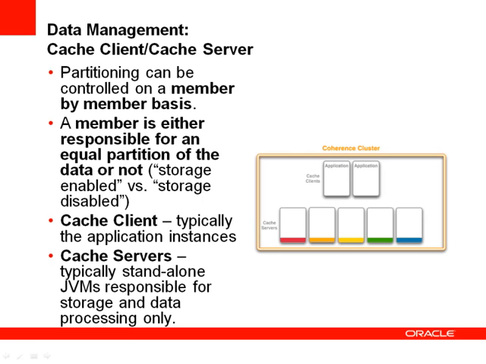Now let's introduce a new concept of cache clients and contrast that with cache servers. Cache clients are different from cache servers in that they are typically storage disabled. This means they are not primarily responsible for holding data, either the primary copy or the backup copy. They're typically where your application code would lie, and they access the cache servers, which are the JVMs that would, in most cases, be responsible only for holding data and processing.